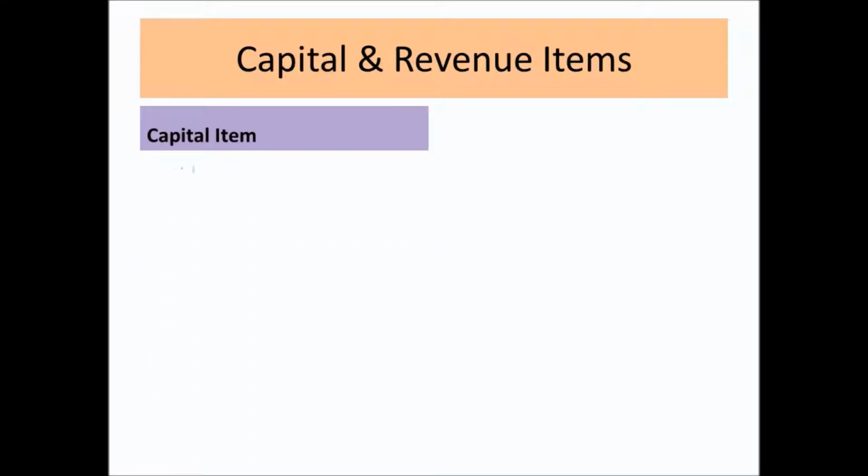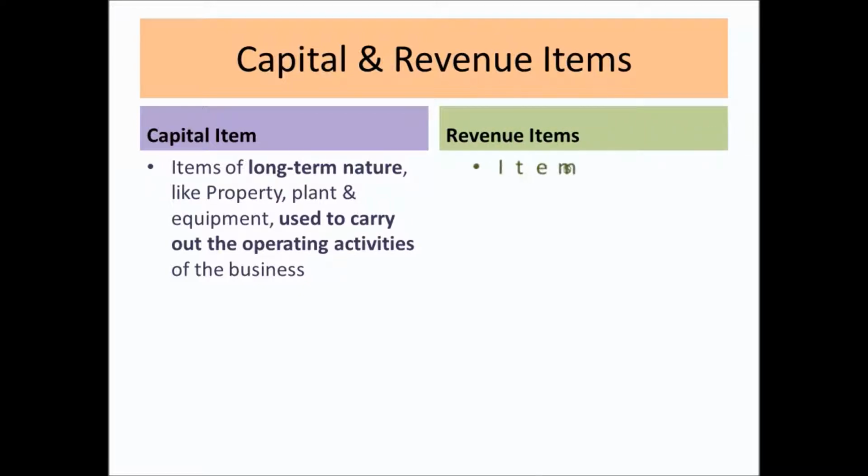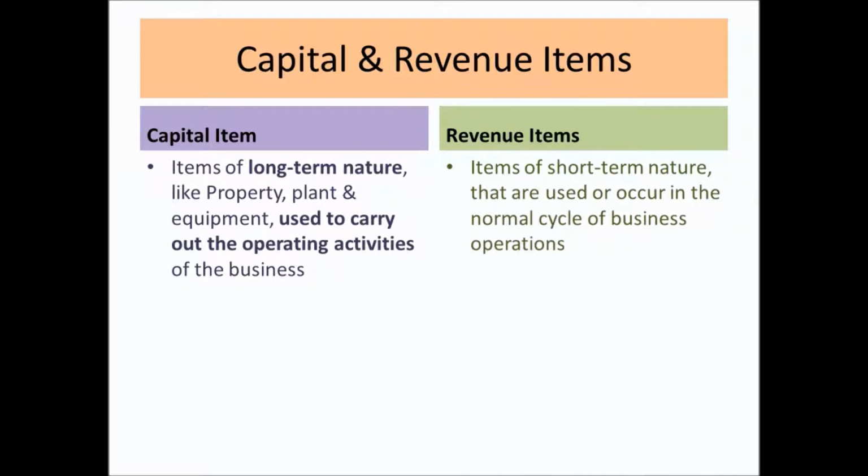Capital items are items of long-term nature, like property, plant, and equipment, which are used to carry out the operating activities of the business. The revenue items are of short-term nature that are used or occur in the normal cycle of business operations.